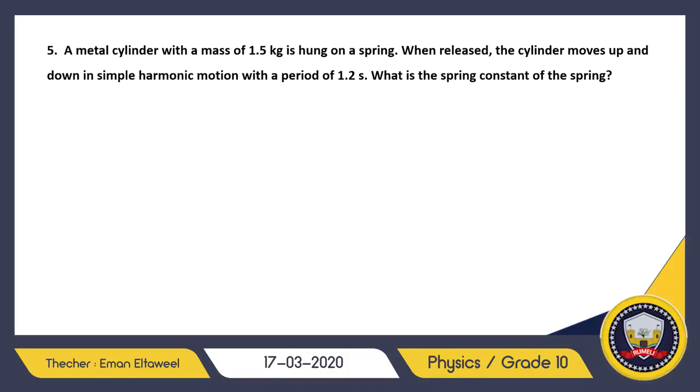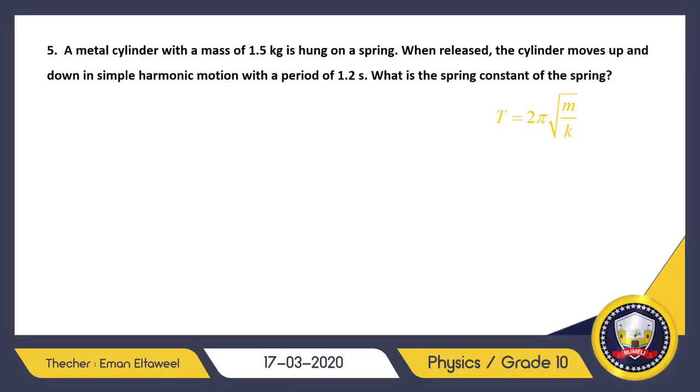Another example. A metal cylinder with a mass of 1.5 kilogram is hung on a spring. When released, the cylinder moves up and down in simple harmonic motion with a period of 1.2 seconds. What is the spring constant of the spring? So here again we have the mass and period and asking about the k. We are going to use the same formula, T equals 2 pi square root m over k.